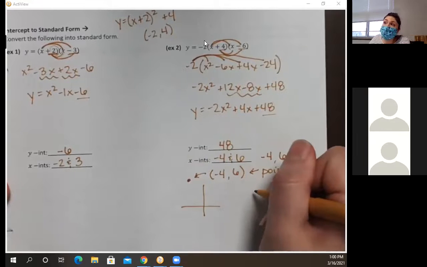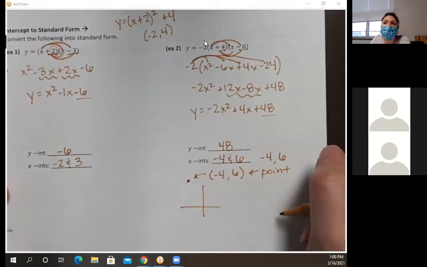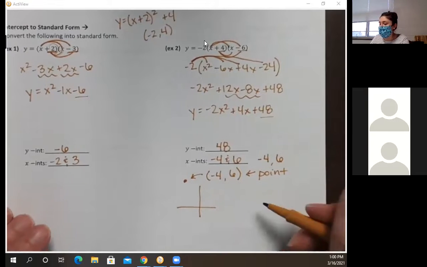So I'm going to be picky about this. If you put parentheses around it, you've given me a point, not an x-intercept, okay? So listing it with a comma between, absolutely fine. Do not put parentheses around there because you've changed the meaning. Now you're giving me a point, okay? And again, I am going to be picky about that. Questions about that?